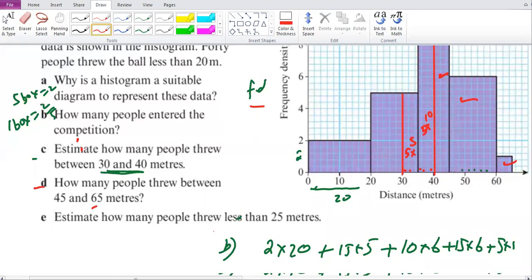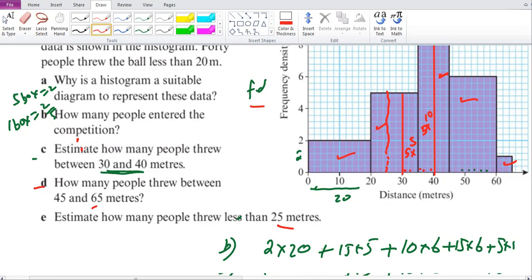And estimate how many people threw less than 25 meters. Okay, 25 meters is here. This is 20, 24, 25 will be here. You can start from the half of that. Let me know, you calculate the frequency for this one and frequency for this part. Just add them, that will give you the answer.